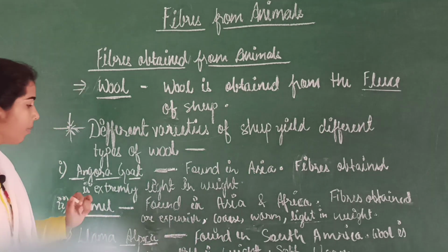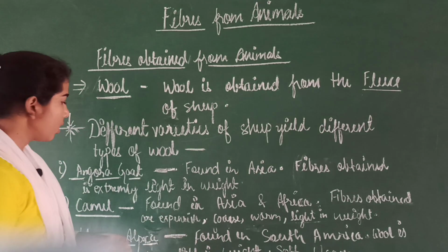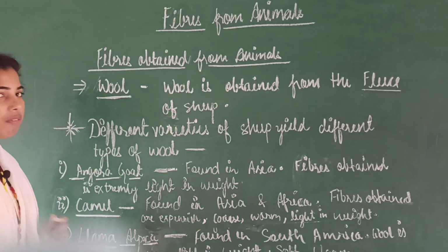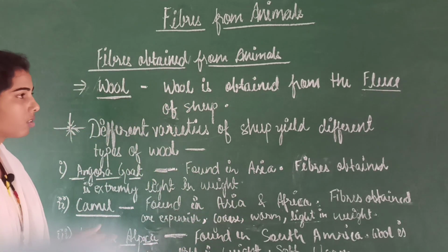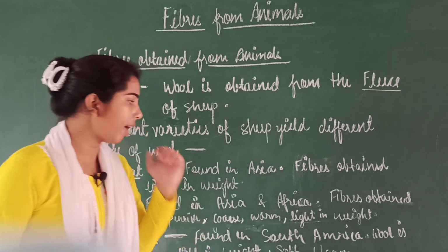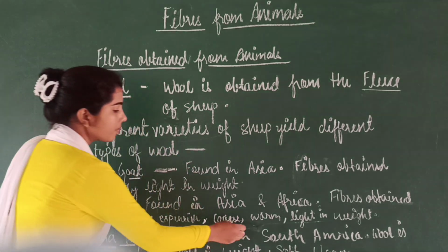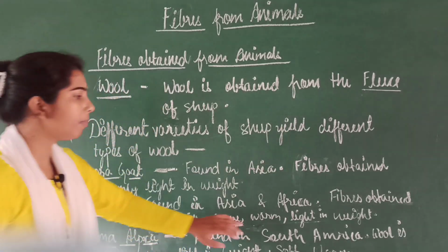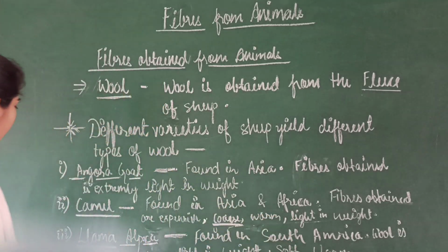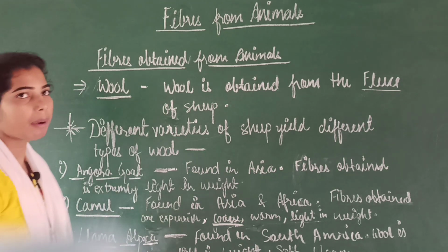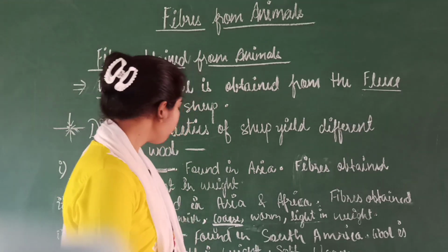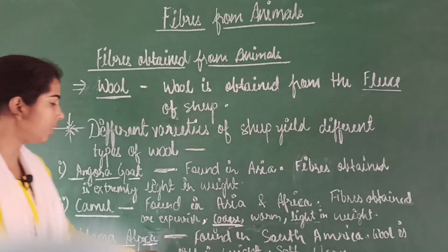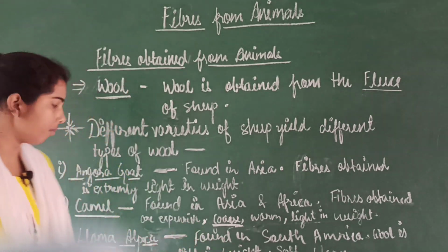And the second, camel. Camels are found in Asia and Africa. The fibers obtained from the camel are very expensive and coarse. Coarse means very thick and warm, light in weight. Next, Llama alpaca. Llama alpaca are found in South America and the wool obtained from the Llama alpaca is light in weight, soft and warm.